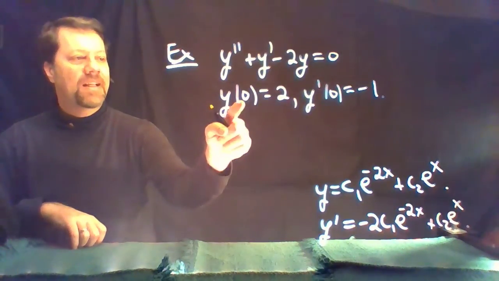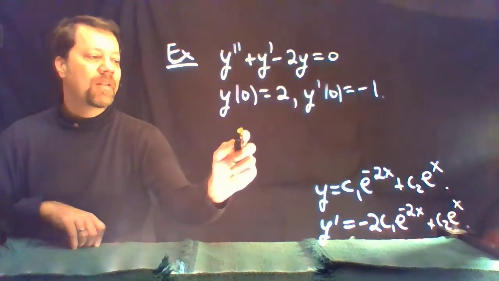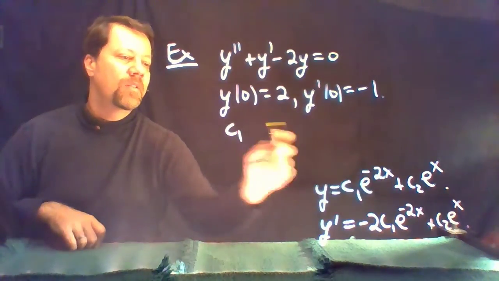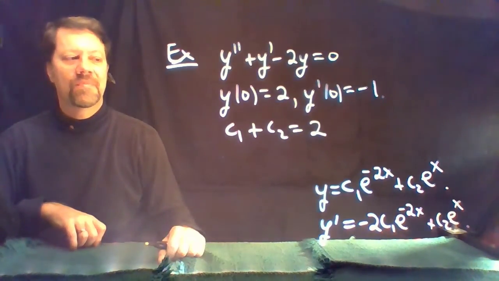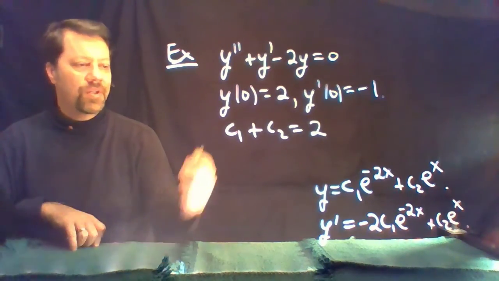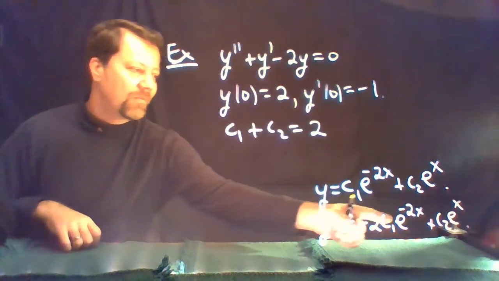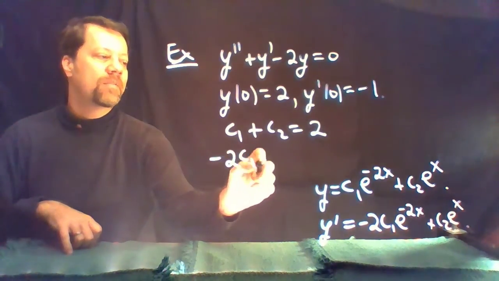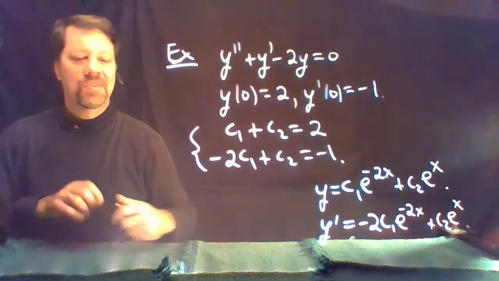Now, we plug in x equals 0 to the original function, we should get y equals 2. That gives us c1 plus c2 equals 2. One equation and two unknowns. We need one more equation to determine the constants c1 and c2. This second initial condition, we'll plug in x equals 0 and obtain negative 2c1 plus c2 equals minus 1.